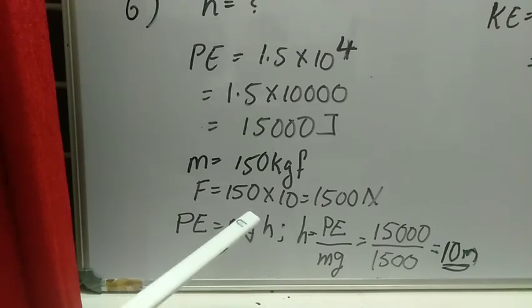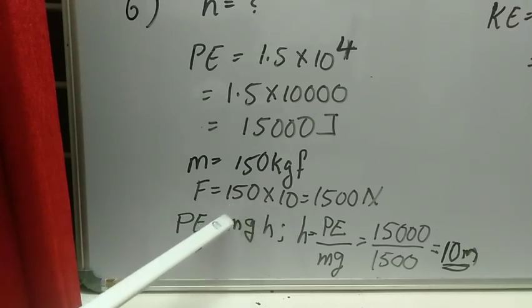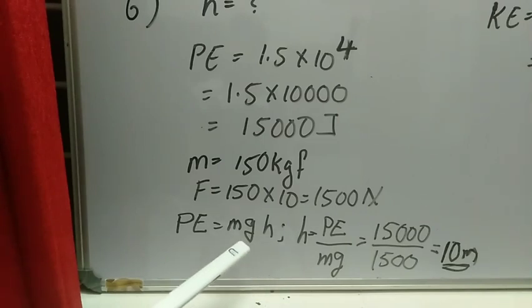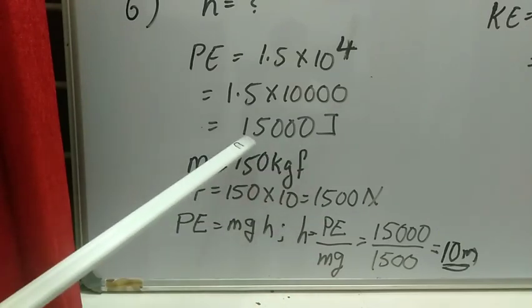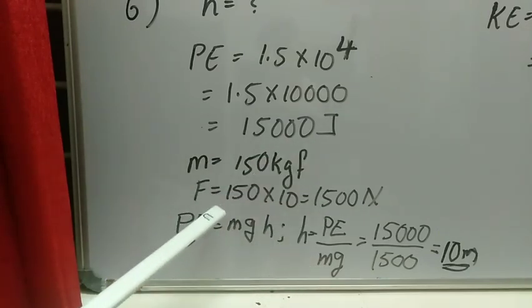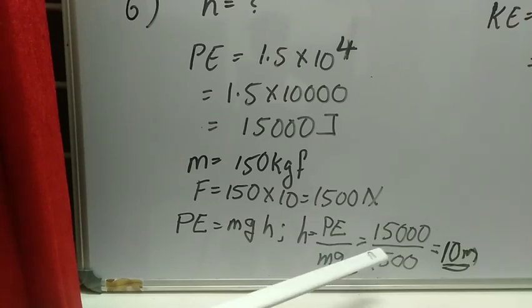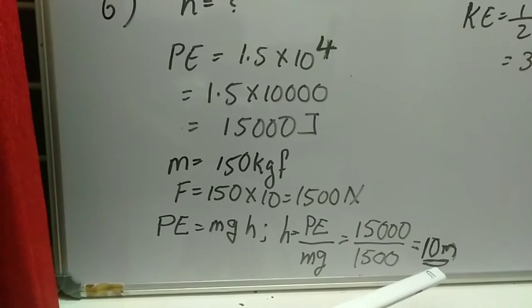So when we write potential energy directly, we can rearrange the formula: this mg is weight, so we can write weight into height, or instead of weight we can say force, force into height. Any way we can write. Keep in mind, mass into gravity is weight, or mass into gravity is force. So h is equal to P by mg. Potential energy is 15,000 and mg, or weight, is 1,500. So 15,000 by 1,500, you will get the answer 10 meter.